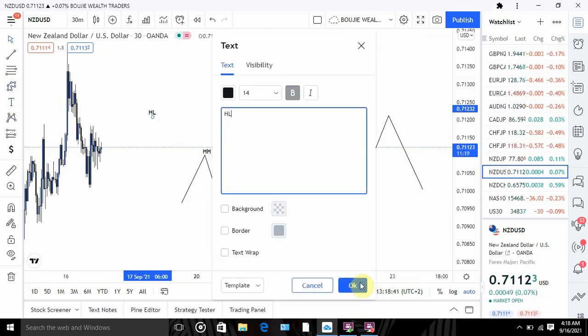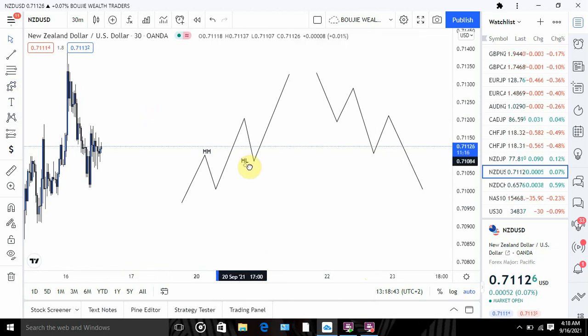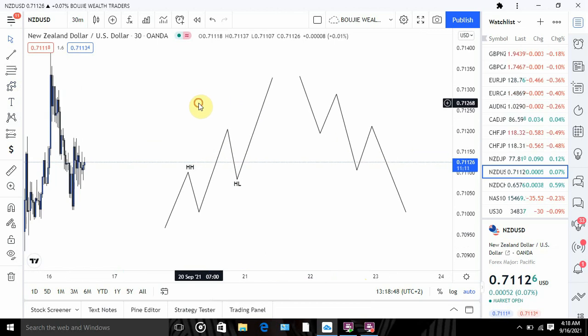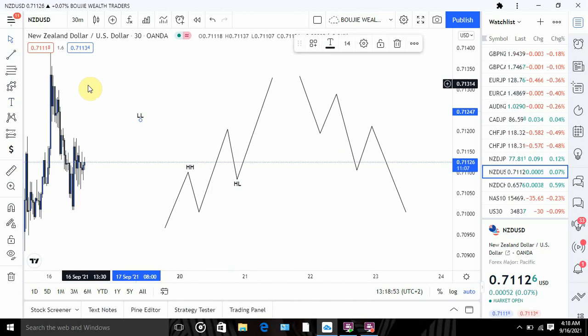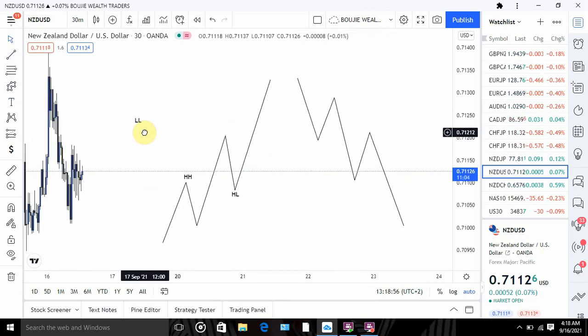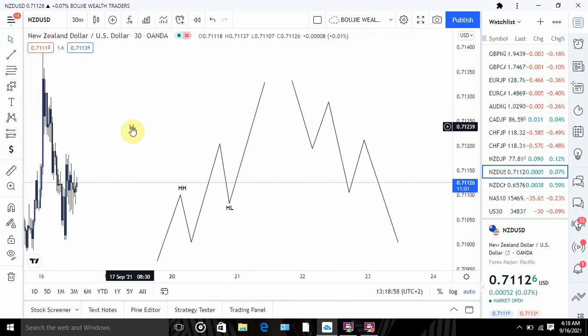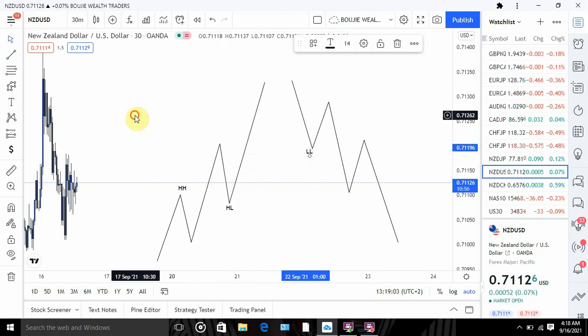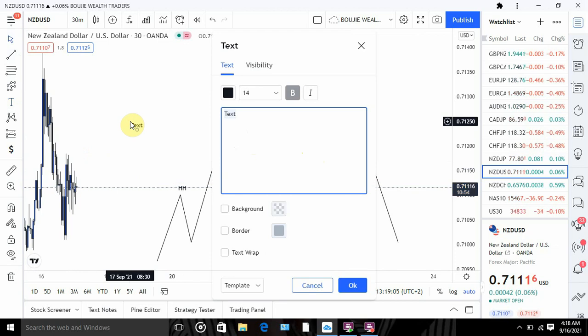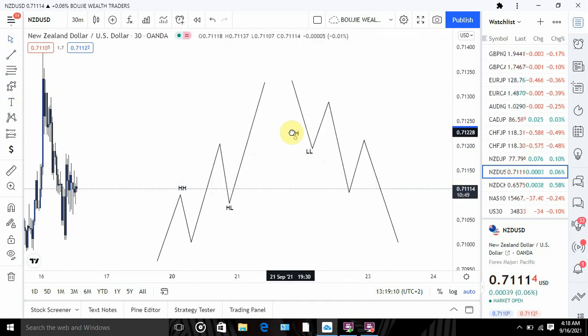This is a higher low because this high is lower than this high, and this is our lower low. Sorry, this is our lower low, lower low, and this is our lower high. This is the basic schematic of an uptrend. This is the basic schematic of a downtrend.